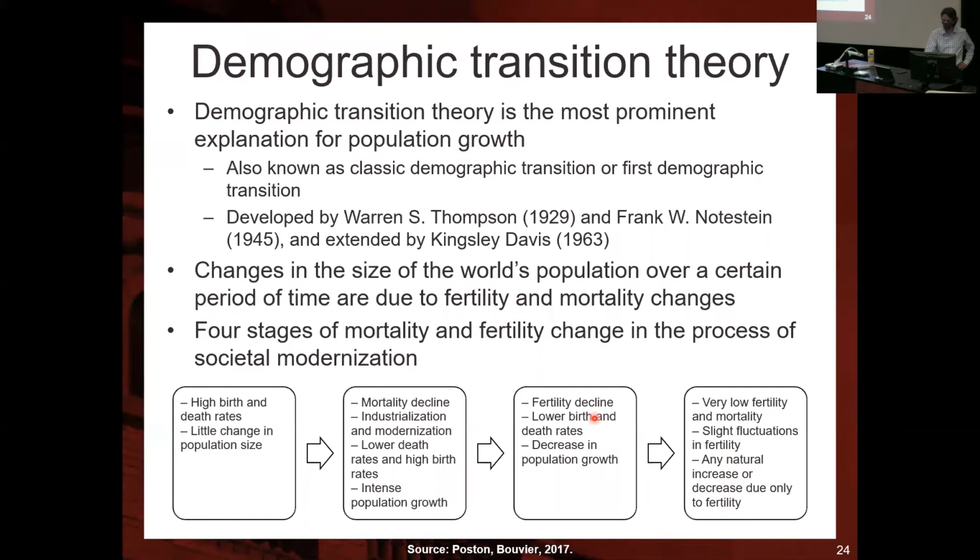And then in more recent years, more developed societies reach really low levels of fertility and mortality. You might see some slight fluctuations up and down of fertility due to postponement of childbearing. Women start to have children at older ages, they postpone, so the fertility goes down. But as they restart having children, the fertility might go up a little bit. And because the levels of mortality are so low, what's fluctuating more is fertility because of this postponement. Any natural increase or decrease is usually due to fertility, right?